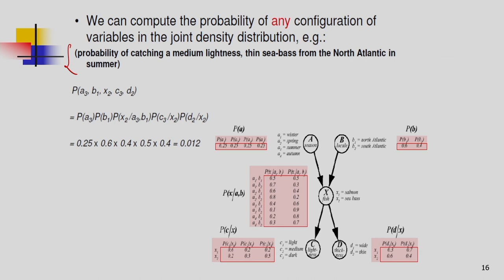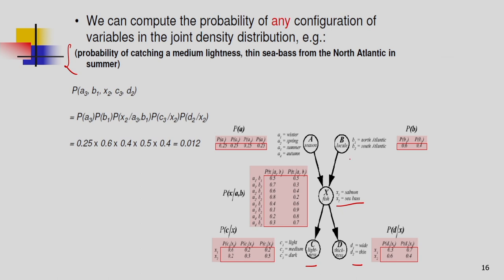So what is the probability of A3? A3 means we are considering the probability of catching medium lightness. Which one is the variable corresponding to the lightness? The variable is C. Thin is the variable D, so this is D2. And sea bass, we are considering the variable X. Sea bass is X2, from the North Atlantic.